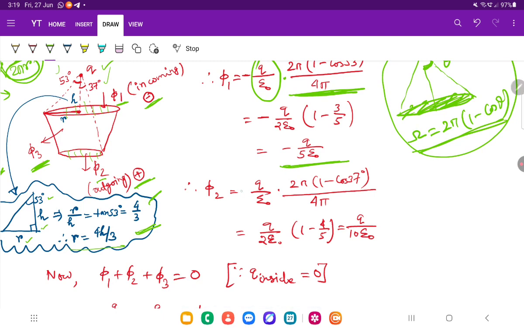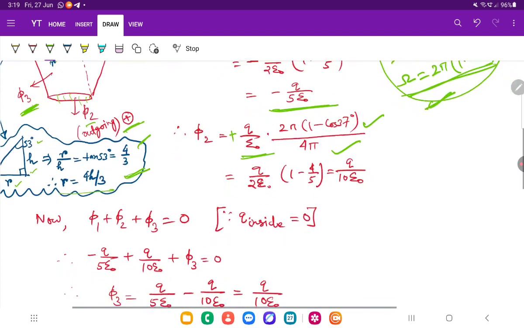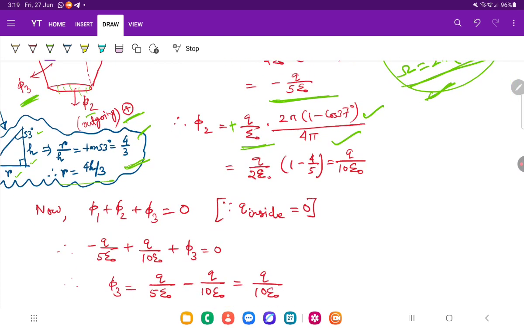As it is outgoing flux, we have a positive sign, and q by epsilon naught is obviously the total flux, and again we will calculate how much fraction of this total flux will pass. Using this idea, we can claim that the solid angle subtended by this plane is 2 pi into (1 minus cos 37 degrees), and 4 pi is the total solid angle. So putting in all the values, we get q upon 10 epsilon naught as phi 2.